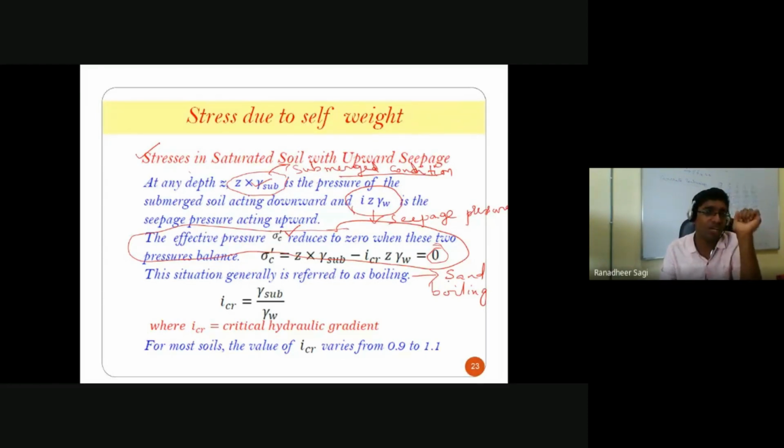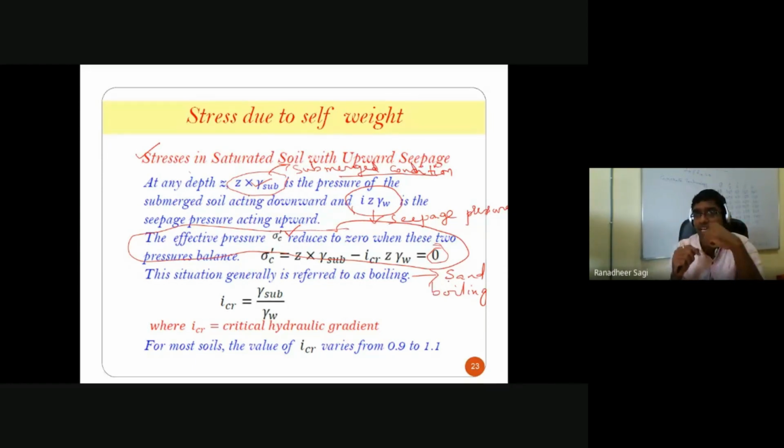I'm particularly talking only about sand boiling. I'm not talking about clay boiling. Why? Because this effect of decrease in effective strength and becoming 0 happens only in the case of sand particles. Because only in sand particles, the contact between particle to particle, that is the frictional resistance, as that contact is getting decreased, automatically the strength of the sandy particles is becoming 0, and particles will start getting dispersed. They move away from each other, indicating that the strength of the soil has almost become 0.